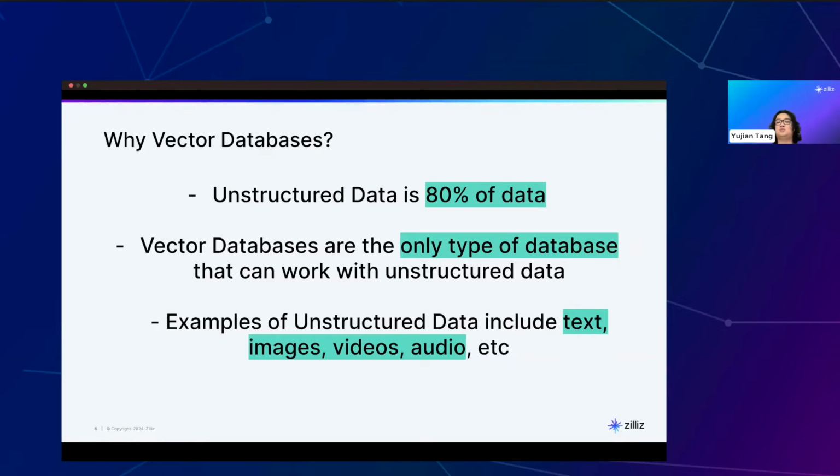In vector databases, what you're actually going to be doing is a lot of vector comparisons. And vectors are these representations of unstructured data that are really just long series of numbers. So vector databases are specifically built to work with this type of unstructured data, including text, images, videos, audio, by turning it into numbers and then allowing you to quantitatively work on that.